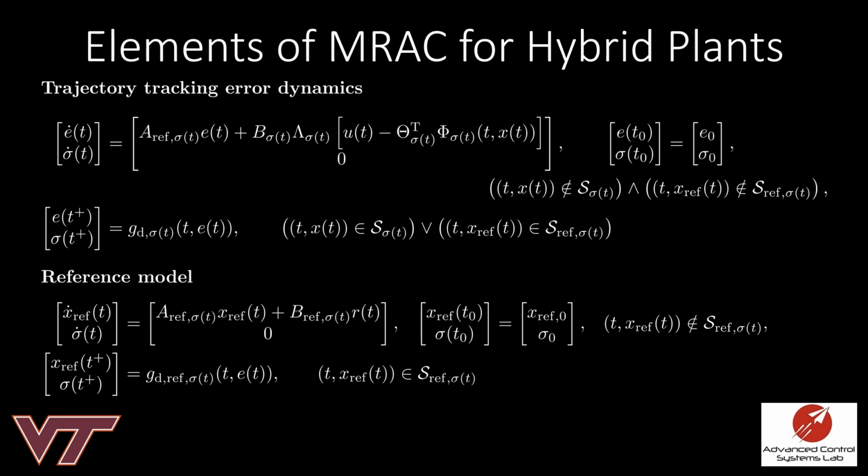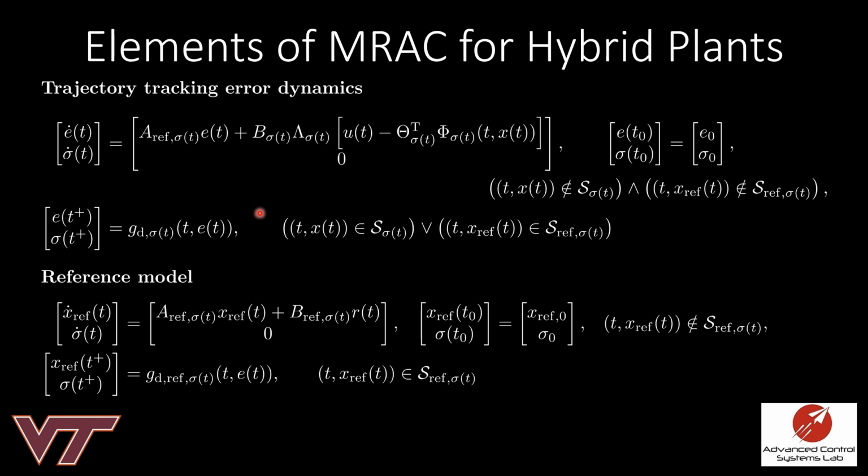Now we show the main elements of model reference adaptive control for hybrid plants. So at the top, we have the trajectory tracking dynamics. So e represents the trajectory tracking error, and sigma represents an index that tracks the changes in the system dynamics. This differential equation is in the classical form of model reference adaptive control, while the bottom one is a difference equation, and it describes the system dynamics when resetting events occur.